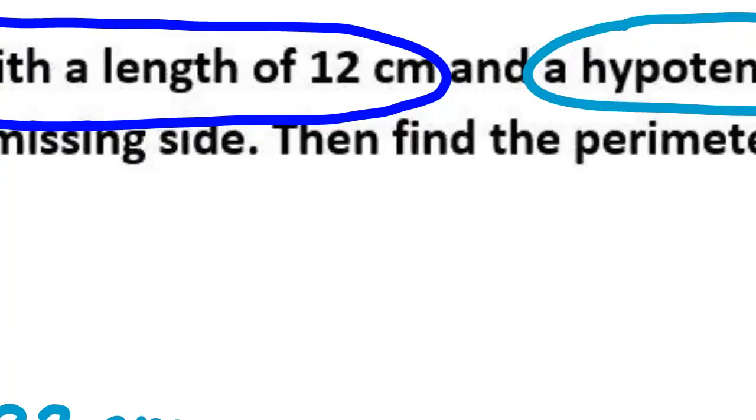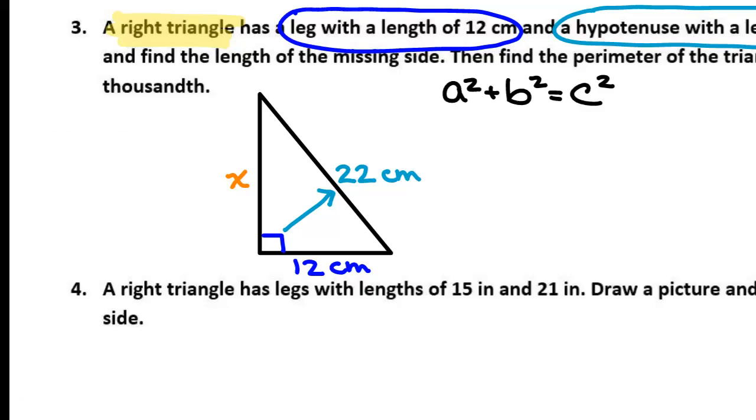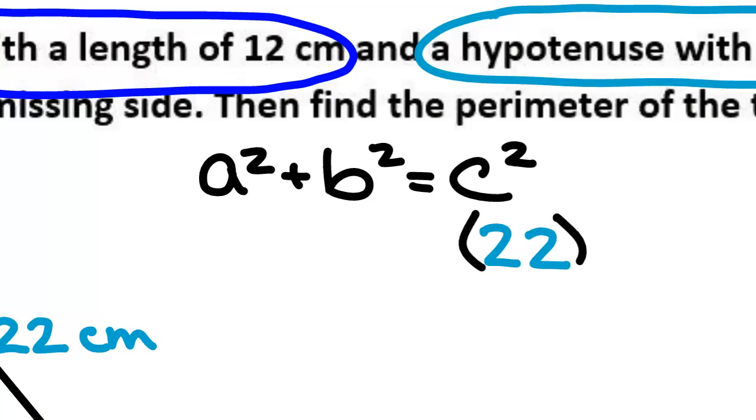But Pythagorean theorem we can use to find a missing side on a right triangle as long as we know the other two sides. What has to go in for C? 22. The hypotenuse always has to go in for C. It's always going to be my longest side. So I have 22, and that gets squared.